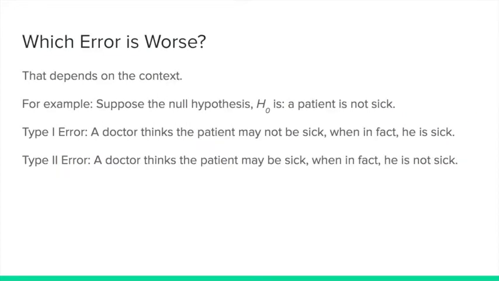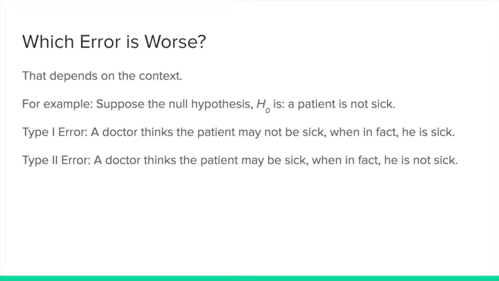So if you're asking which error is worse, it depends on the context, right? In the Frank rock climbing scenario, if Frank assumes his equipment is safe, but it's actually not, that could have bad consequences. That was a type 2 error that time. But think about this example. Suppose the null hypothesis H0 is that a patient is not sick. So a type 1 error would be that the doctor thinks the patient may not be sick when in fact he is sick. Versus a type 2 error, which would be that the doctor thinks the patient may be sick when in fact he is not sick.